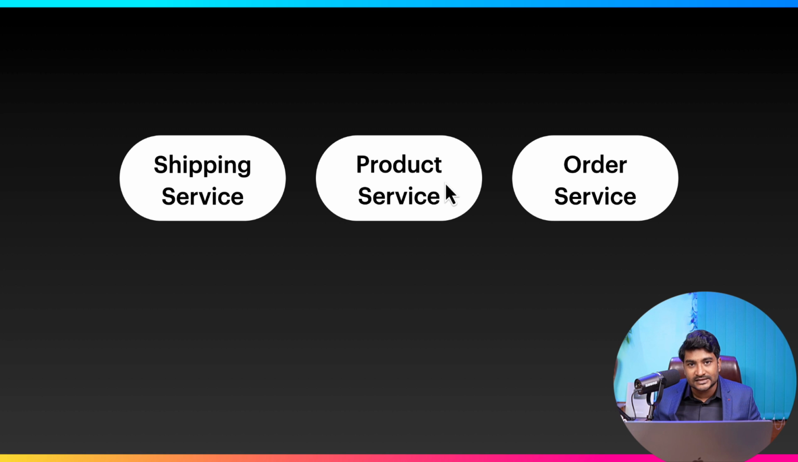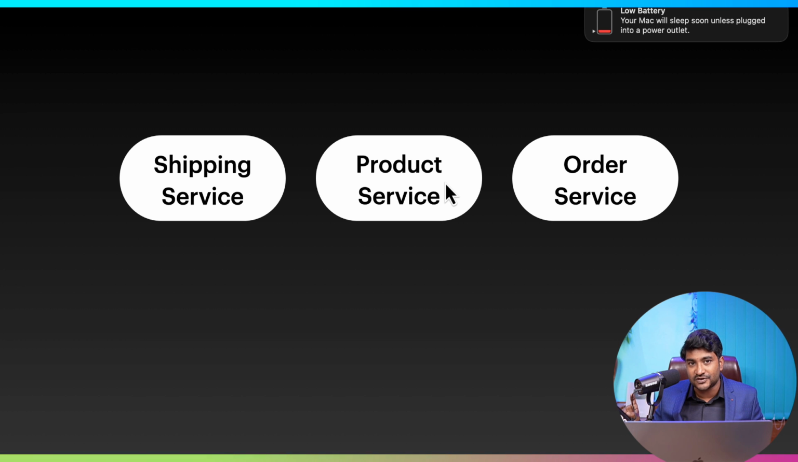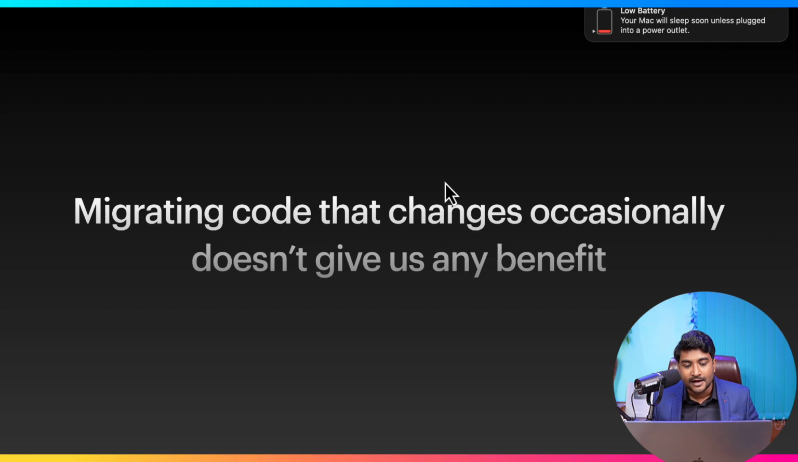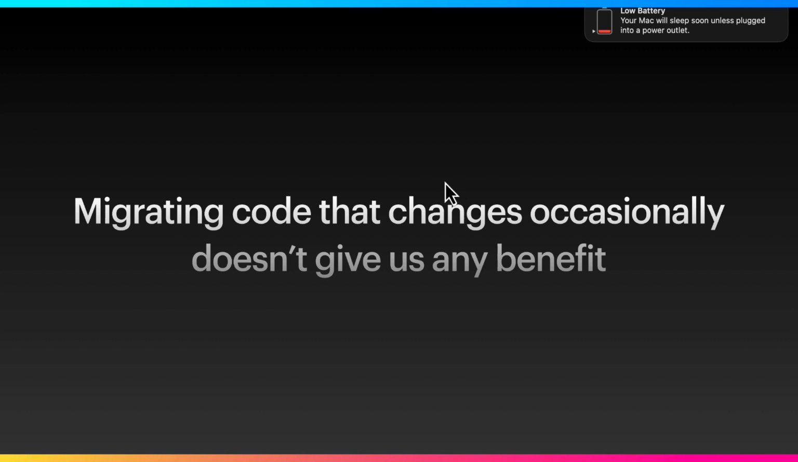Imagine in your monolithic application, you have 100 or 50 modules, but you will figure out, okay, this is the microservice which takes in a lot of user requests, or these are the APIs inside this module which is getting a lot of user requests and a lot of user traffic. So you need to first give your attention to those microservices instead of working on some service which changes very occasionally. Because look at this point, migrating code that changes occasionally does not give us any benefit.